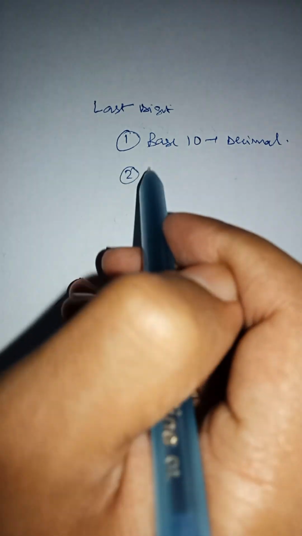Hello everyone, in this video we are going to learn how to find the last digit in case of two types of number. The first one is with base 10, which is generally called a decimal number, and another one is base 2, which is generally called a binary number, or you can say the binary representation of a number.